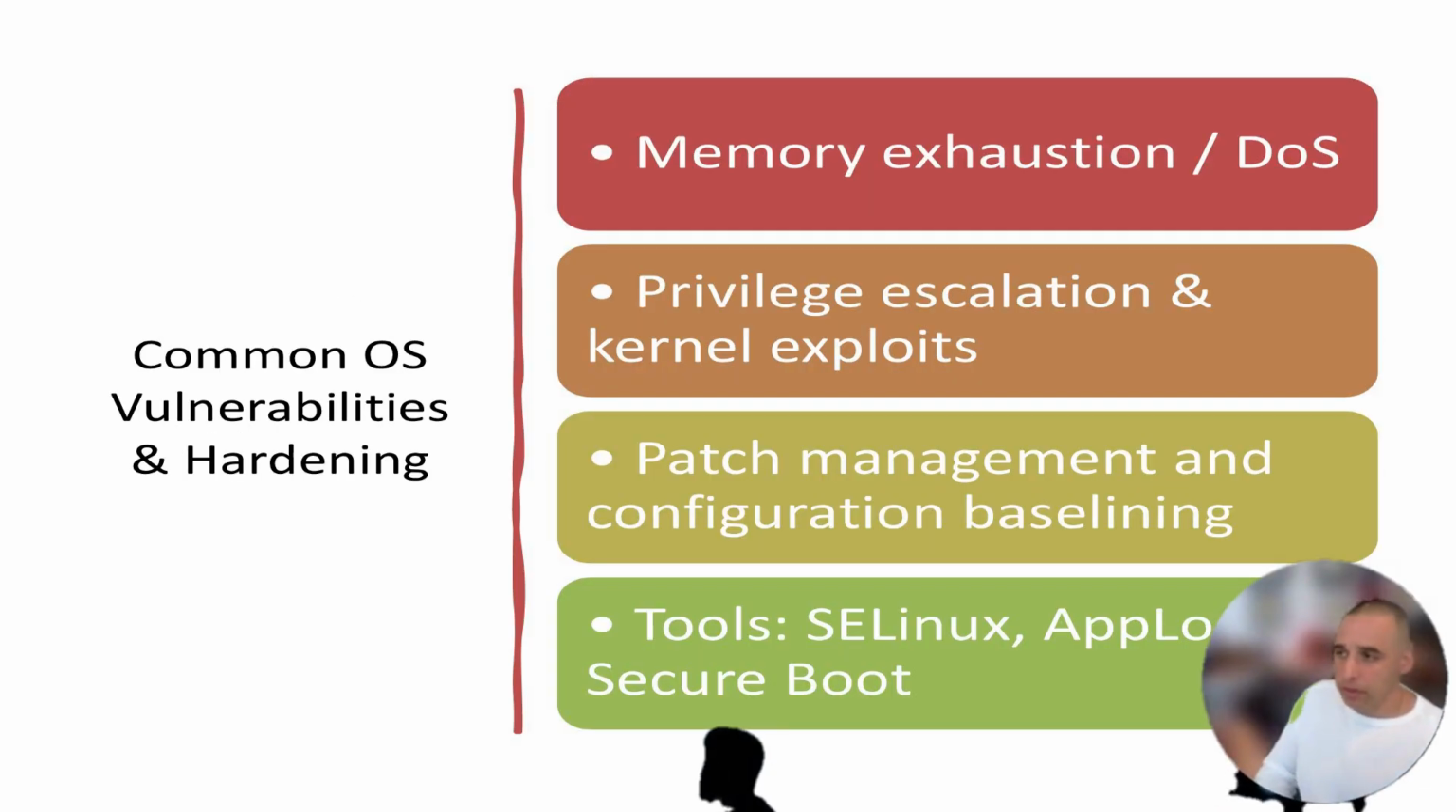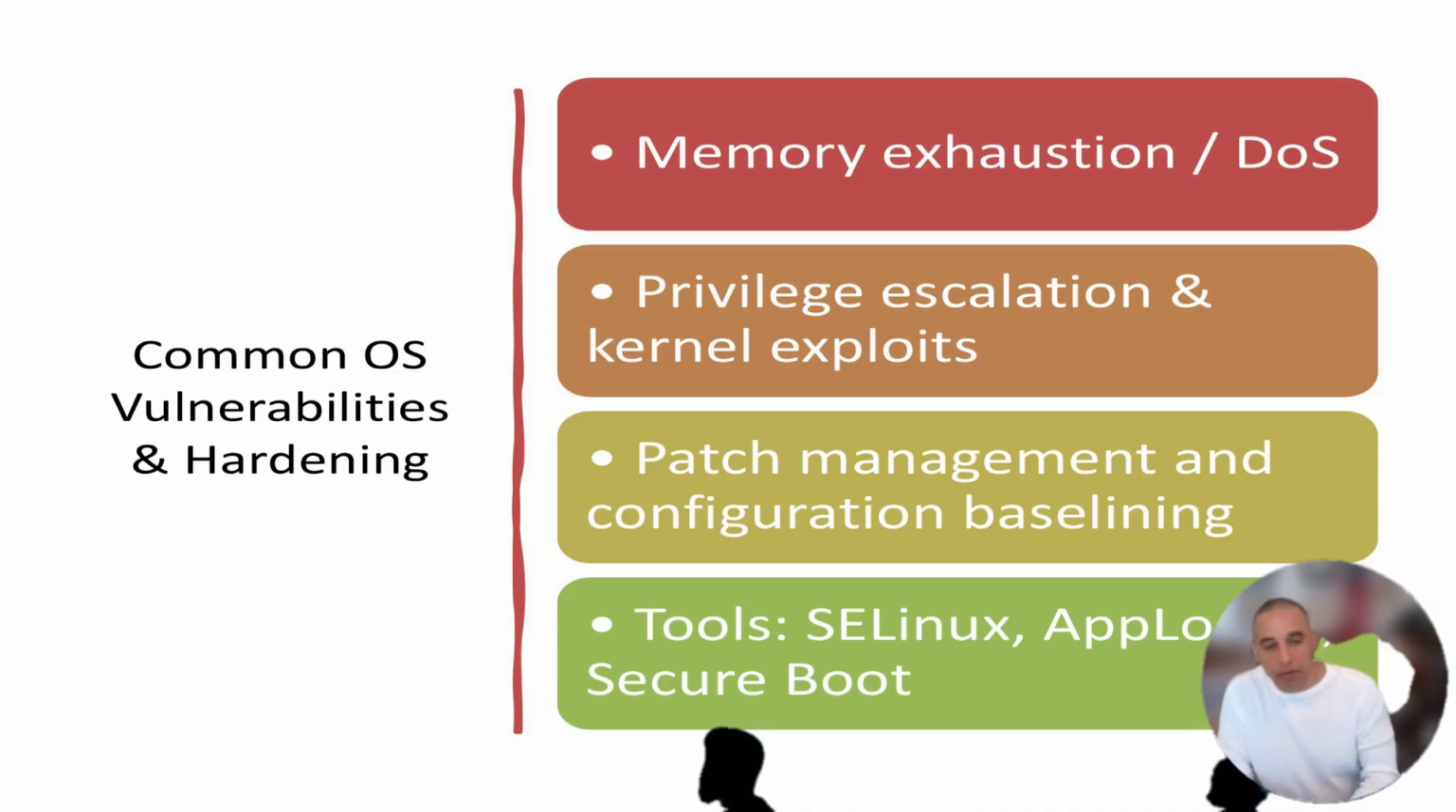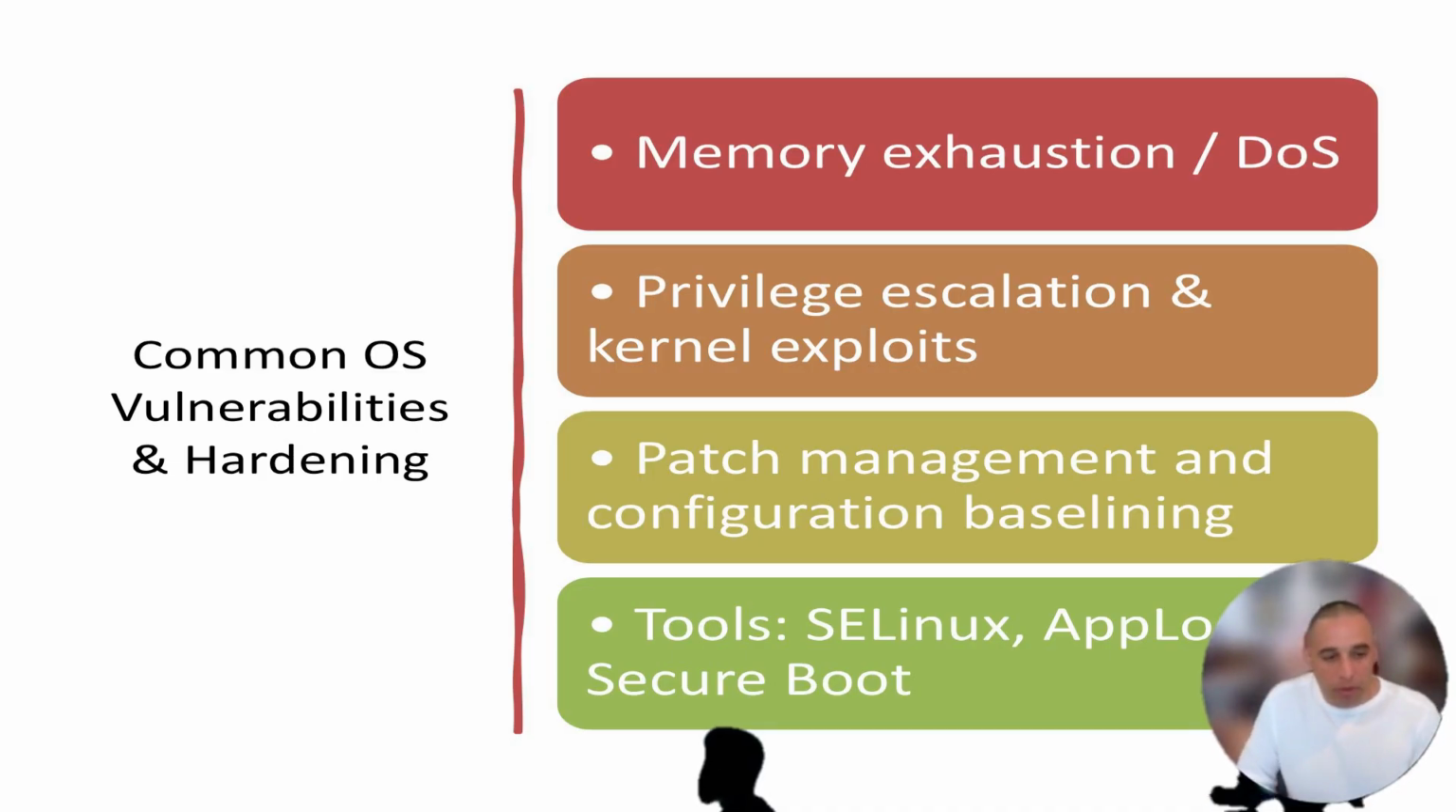Even with strong security models and mechanisms, operating systems remain a prime target for attackers. Let's look at some of the most common vulnerabilities and how we can harden systems against them. Attackers may try to exhaust system resources, causing legitimate processes to fail or the system to crash. This can be done by overwhelming memory or processing capacity.